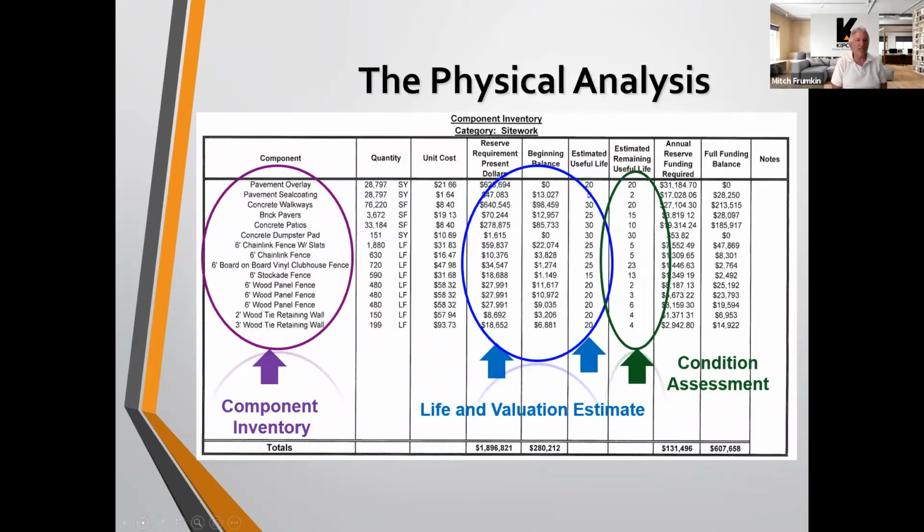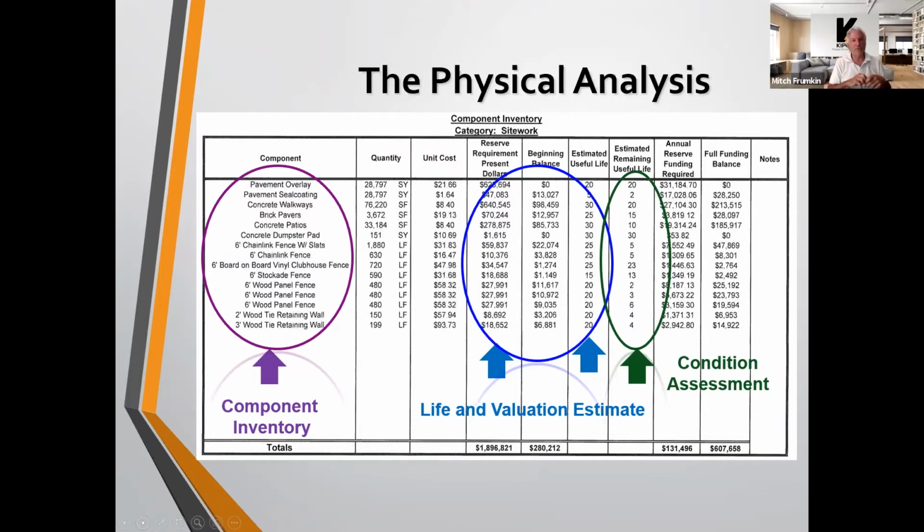Now, the physical analysis looks like this. It may not look exactly like this in your reserve studies, but it should have this same information if the study is done in conformance with the national standards. And you'll see that I've broken it down on the bottom. A physical analysis includes component inventory, life and valuation estimate, and condition assessment. So it all comes together. It's really just math.